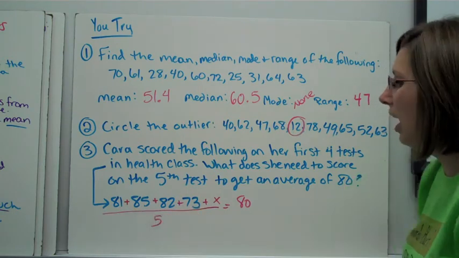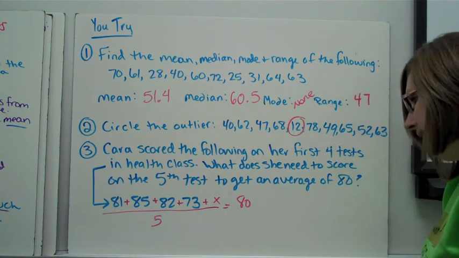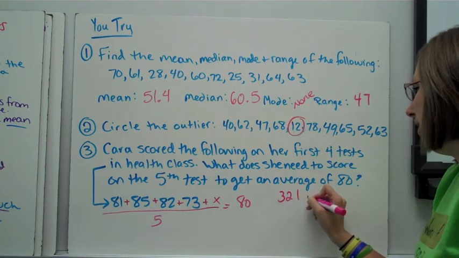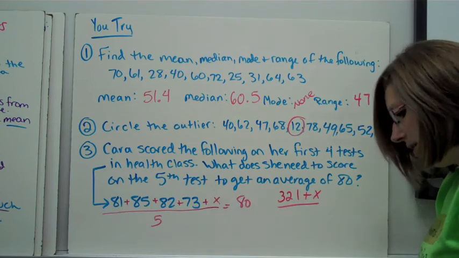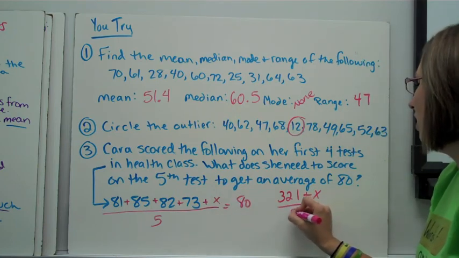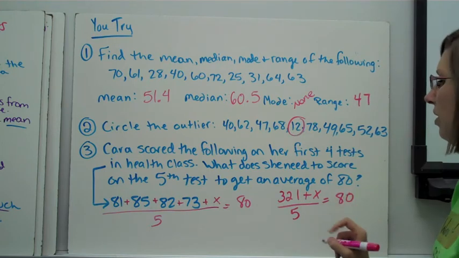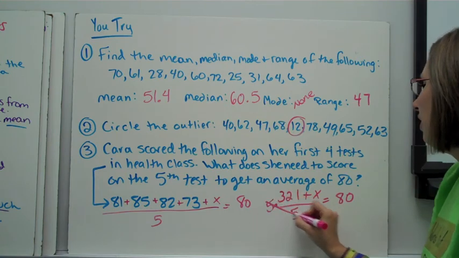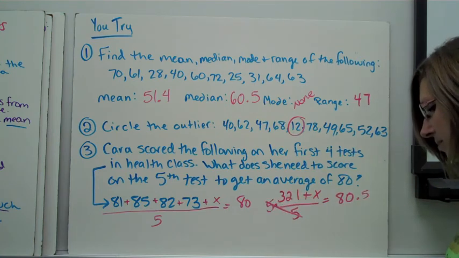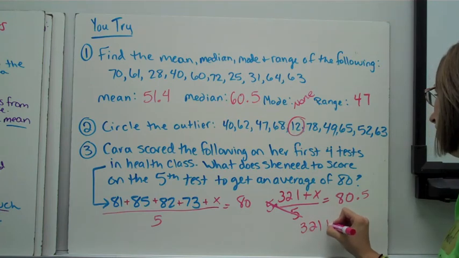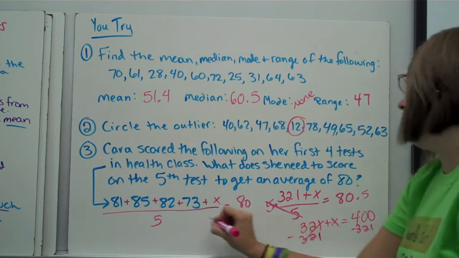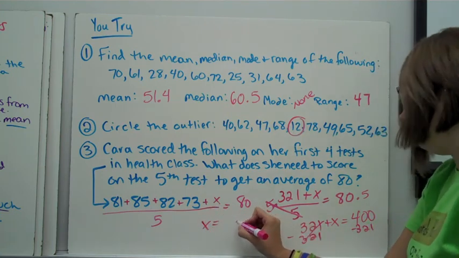So she can still get an 80, no problem. What we want to do is simplify the 4 tests that she already has. And we get 321 plus the one that we don't know her score yet. All of that divided by 5, and that's Kara's goal of 80. To get x by itself, we're going to multiply both sides by 5, and that will equal 400. Subtract 321 from both sides. So you'll see that x has to equal a 76.